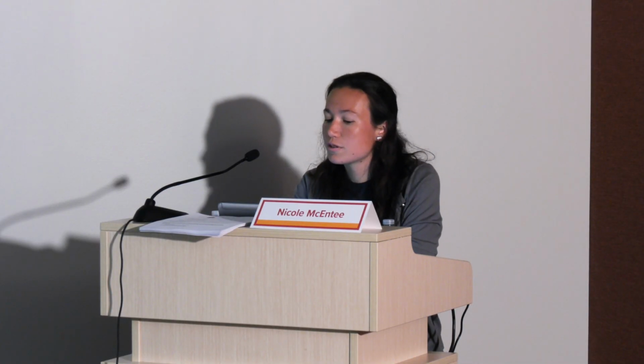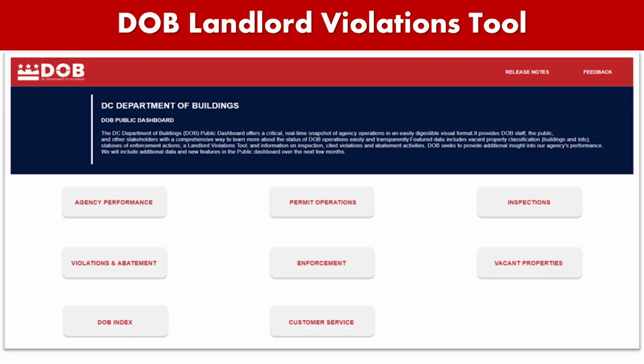So the first one we're going to talk about is the Department of Buildings Landlord Violations Tool. And this is a picture of what the screen looks like when you go to the website that's listed on the page there for you. So it's the DOB public dashboard. And there's a lot of information here. It's not just rental housing information. It's not just violations. It's also information about vacant properties. So if for some reason you wanted to look up a vacant property next door, you could do that. Permits, you can find out information about what permits have been pulled for a property. So there's all kinds of data here, which could be very useful to you.